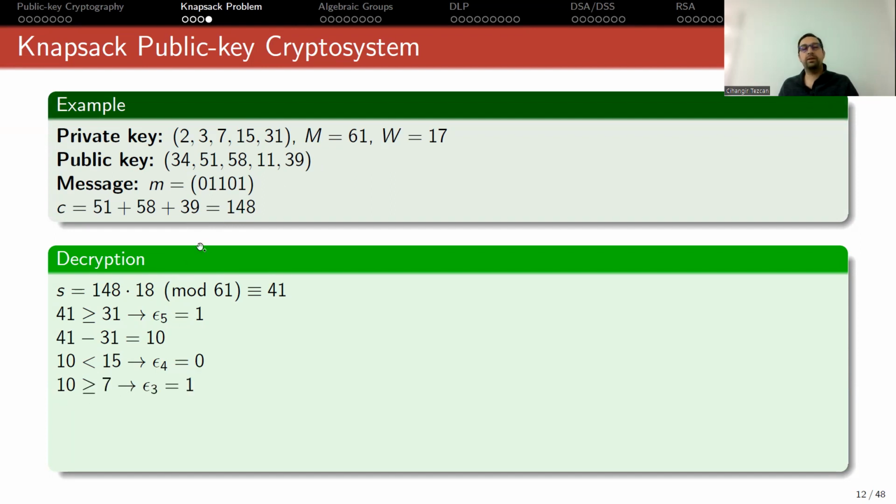Then I do the following. I check if 10 is larger than 7. Yes, then the bit has to be 1. Subtract 7 from 10. It is 3. Check if 3 is larger than or equal to 3. Yes, then I say 1. I subtract, it is 0. So 0 is not larger than 2. I say that the last bit is 0. So think about the epsilon i's I obtained: 0, 1, 1, 0, 1. This is the message that was sent. So as you can see here, I solved the knapsack problem.